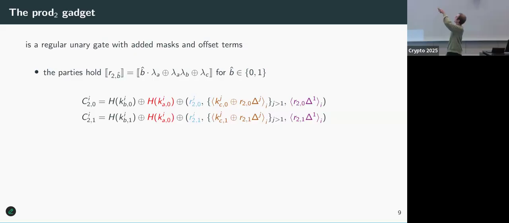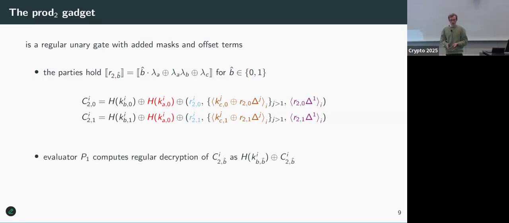And then we encrypt the blue component, the orange component, and the purple component. But we also add in this offset value. And then the evaluator computes this normal decryption by picking one of the 2 ciphertexts and then just decrypts it.